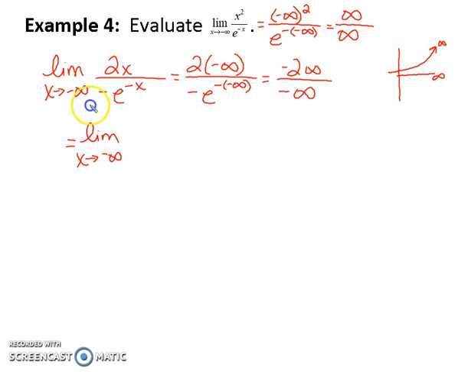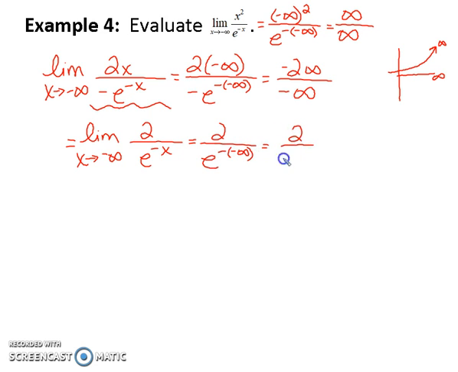So now we're going to take this guy and do his derivative. The derivative of 2x is 2, and the derivative of negative e to the negative x is going to be positive e to the negative x. So when I try to substitute into him, I get 2 over e to the positive infinity, which would be infinity. And look at that. My answer is 0.